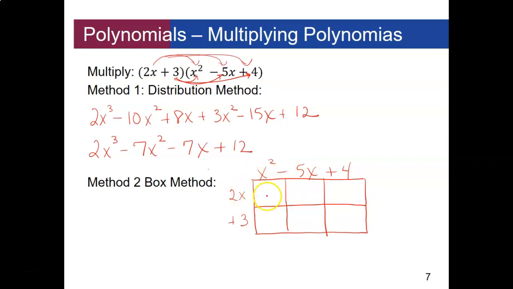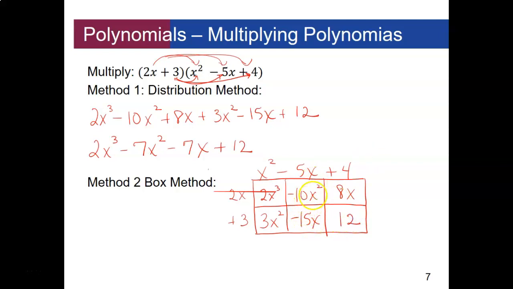So 2x times x squared gives me 2x to the third. 2x times negative 5x will give me negative 10x squared. 2x times 4 will give me 8x. 3 times x squared would be 3x squared. 3 times negative 5x will be negative 15x. And then 3 times 4 will be 12.